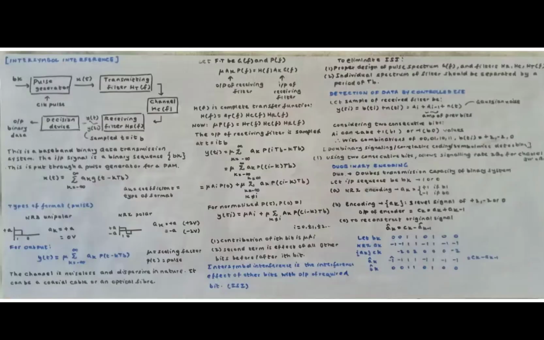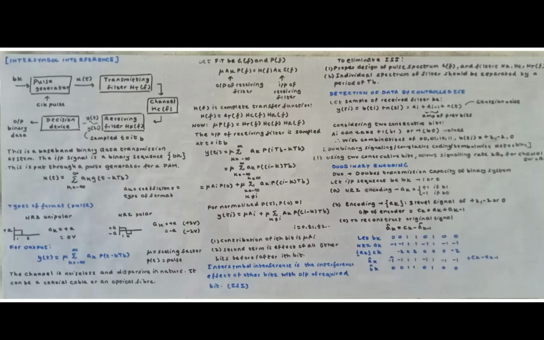So the next is the inter-symbol interference module. This is a block diagram here: pulse generator, a transmitting filter, a channel, a receiving filter, and the destination device. So as a baseband binary data transmission system, you basically get an input, which is x of t equals the summation of ak, which is amplitude, times g of t minus kTb. And the output is y of t equals mu times the summation of k equals minus infinity to infinity of ak p of t minus kTb. This is just theory that you should know. There's no numerical coming out of this part of this module.